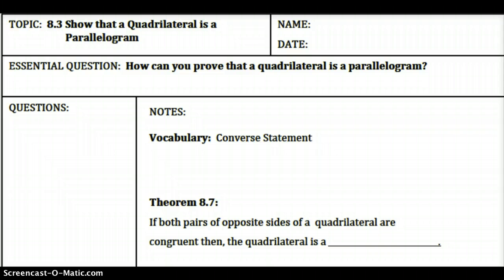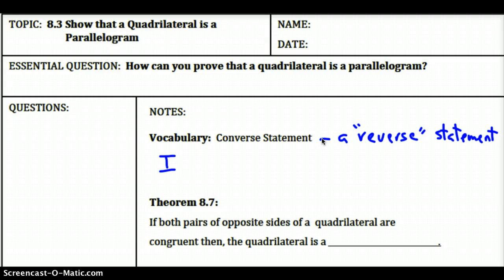First of all, we have to decide what a converse statement is. A converse statement is a reverse statement. So if we said something like, if it's Sunday, then school is tomorrow.